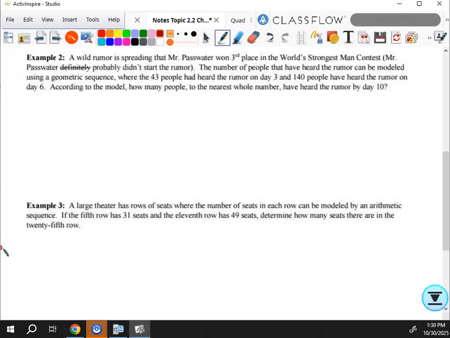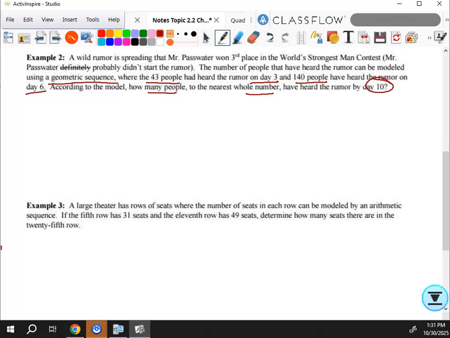The number of people that have heard the rumor can be modeled using a geometric sequence. So it flat out told me that right there, right? Where 43 people had heard the rumor on day 3, and 140 people have heard the rumor on day 6. According to the model, how many people to the nearest whole number have heard the rumor by day 10?